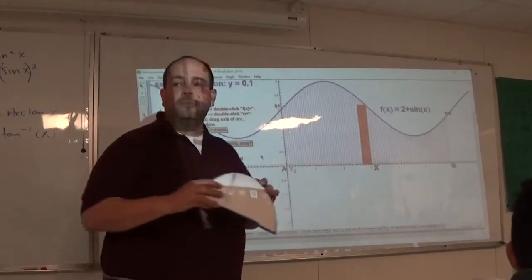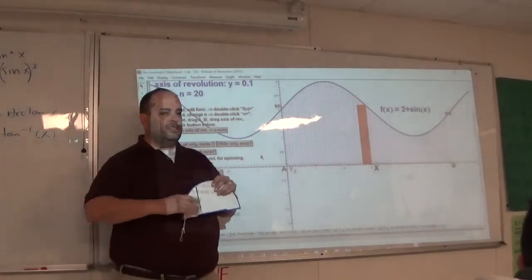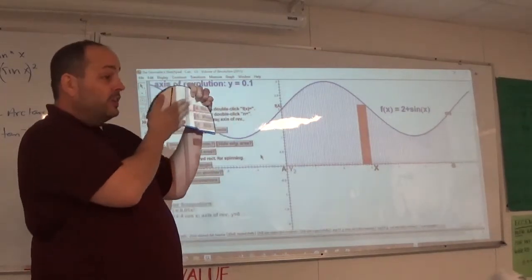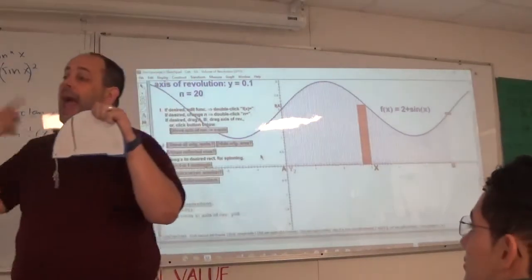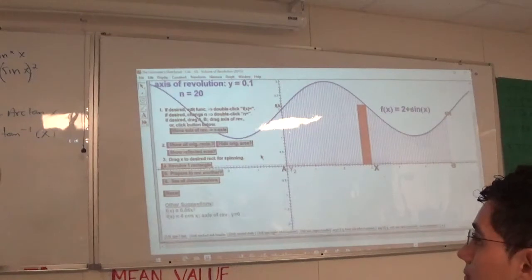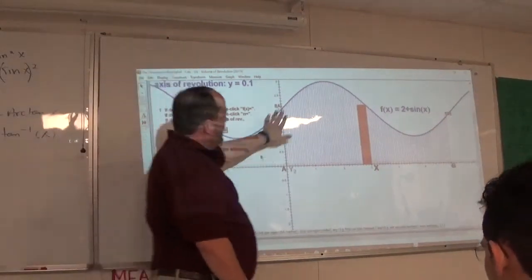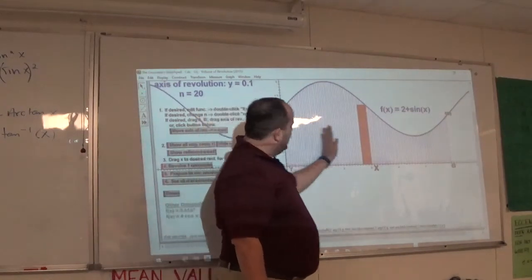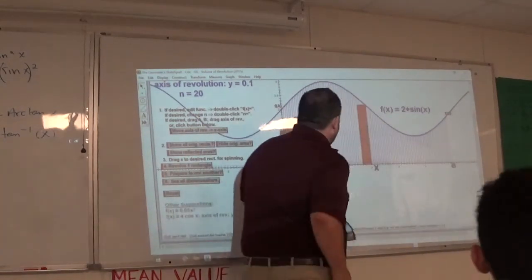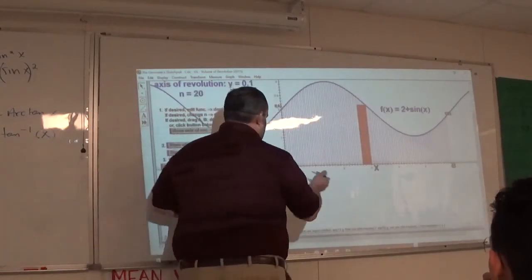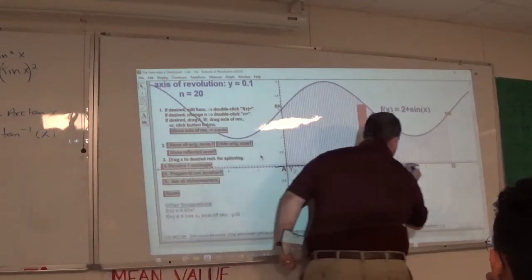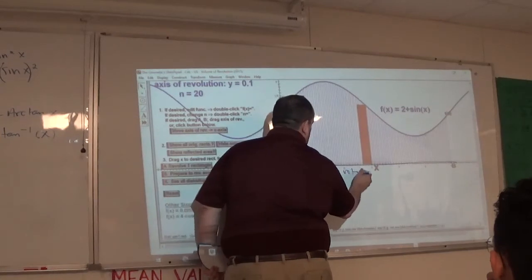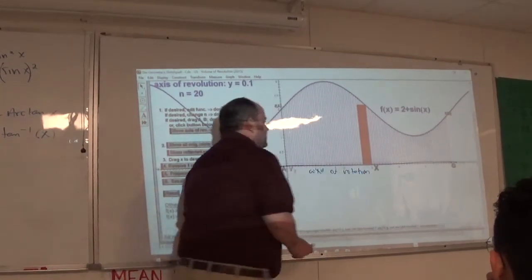Okay, we're moving from two dimensions to three dimensions. We're always going to talk about an axis of rotation, which is a line. We're going to talk about a region of some sort, and then I'm going to tell you how we're going to spin it. So for example, this same graph of 2 plus sine of x. We're going to take this region over here and spin it around the x-axis, which is the axis of rotation, or the axis of revolution.